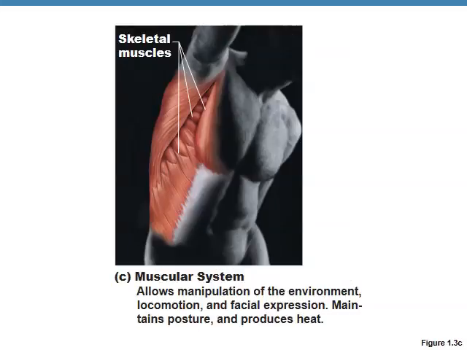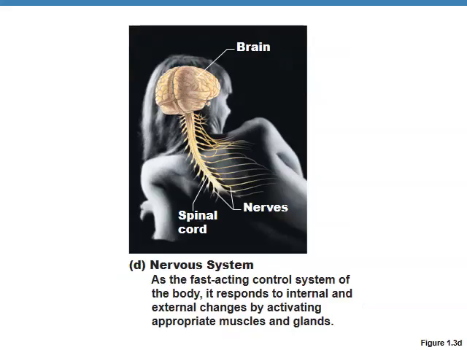In Unit 4, we're going to talk about skeletal muscles. Skeletal muscles allow for movement or locomotion, and facial expression. They help maintain our posture. And then this is the important part: we're going to talk about how muscles generate heat, and that has something to do with ATP, and we'll get to that in just a moment.